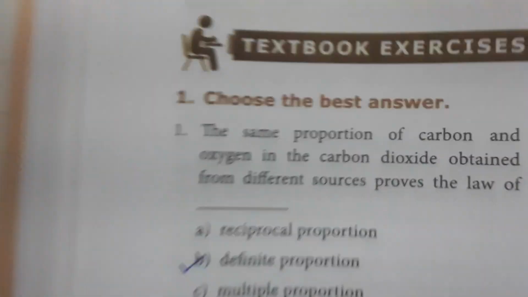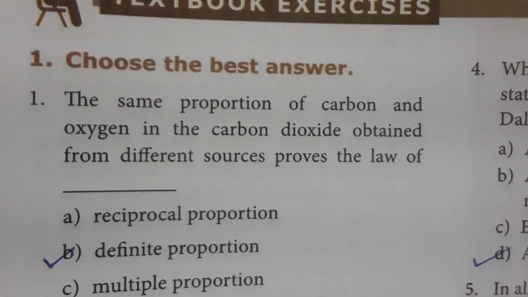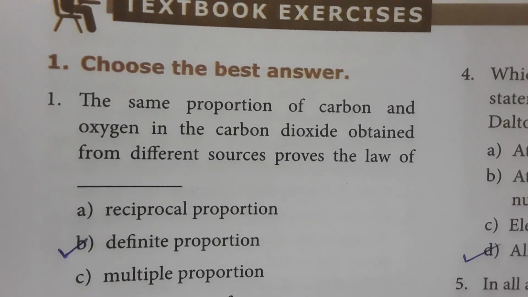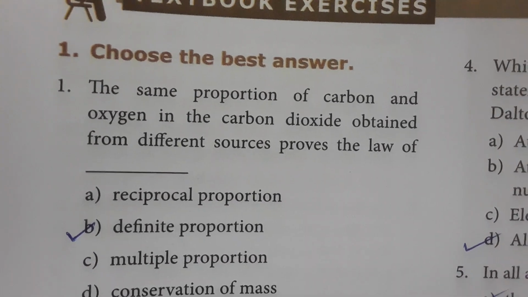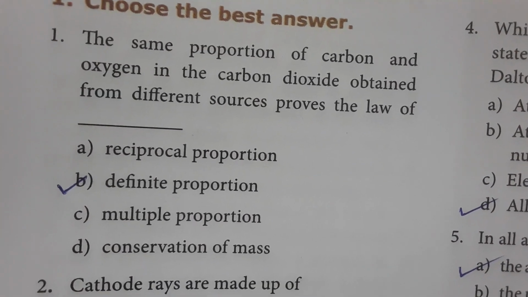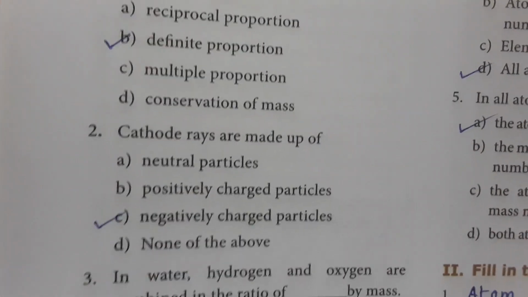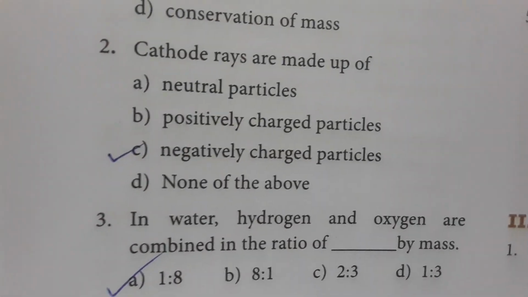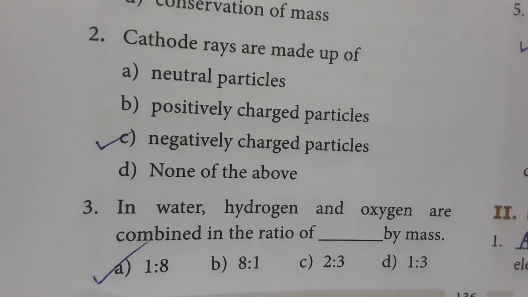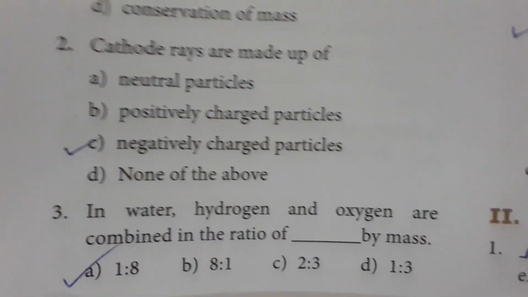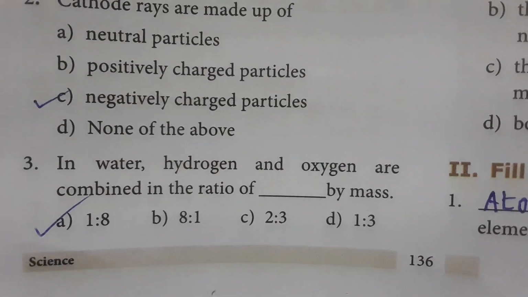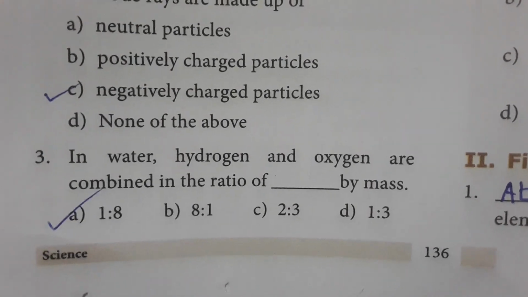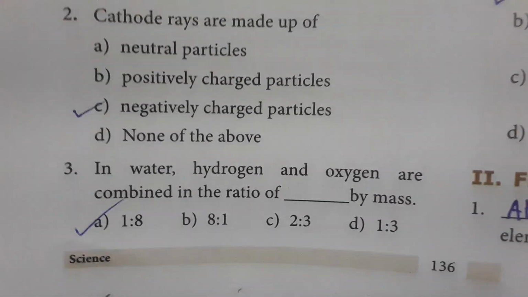Okay, let's see the textbook evaluations. Choose the best answer. The same proportion of carbon and oxygen in the carbon dioxide obtained from different sources proves the law of definite proportion. Cathode rays are made up of negatively charged particles. In water, hydrogen and oxygen are combined in the ratio of dash by mass. By mass, it is 1:8.